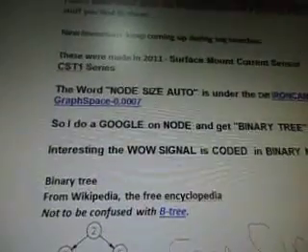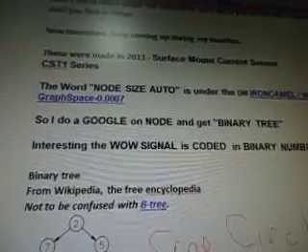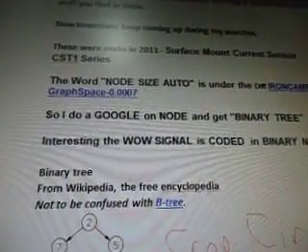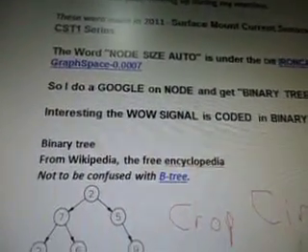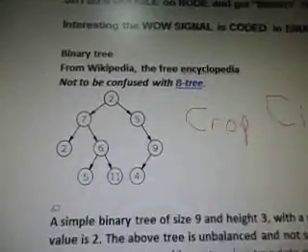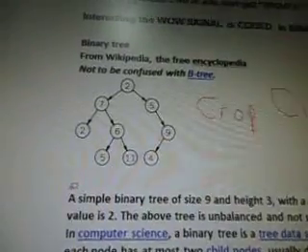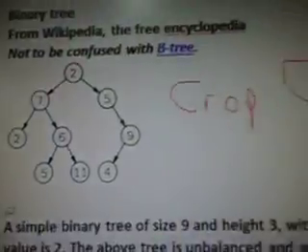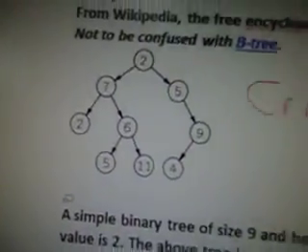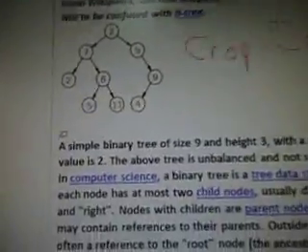So I do a Google on node and get binary tree. Interesting, the WOW signal is coded in binary numbers. So let's look up what binary tree is. From Wikipedia, that's what it looks like. And guess what? The first thing I think of when I see that, I think crop circles. Okay?